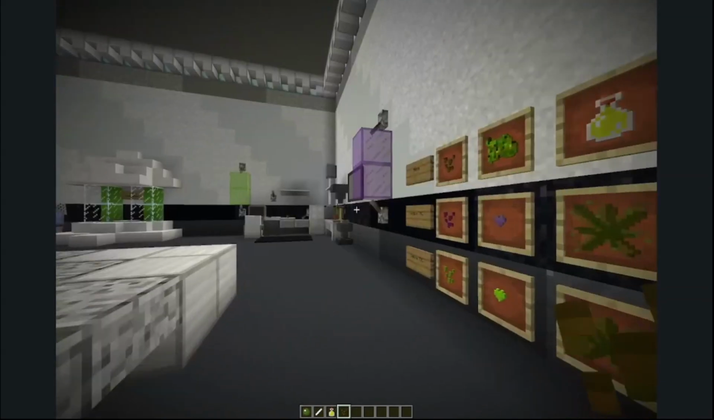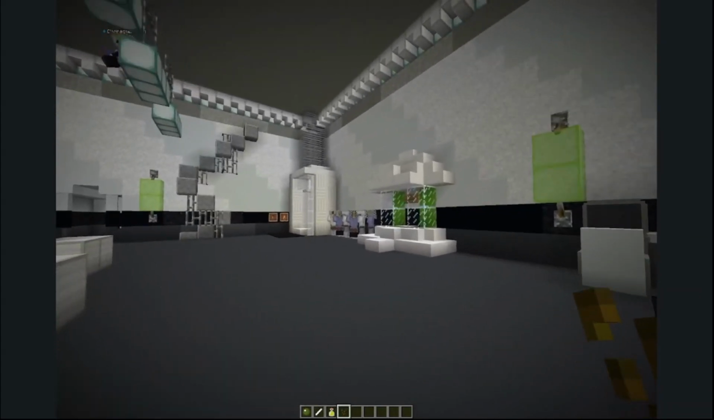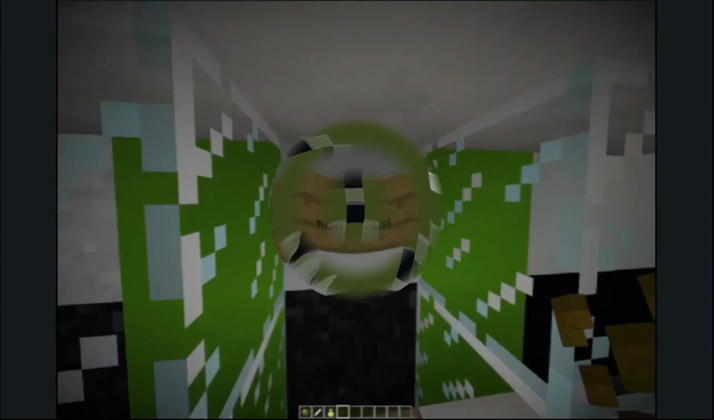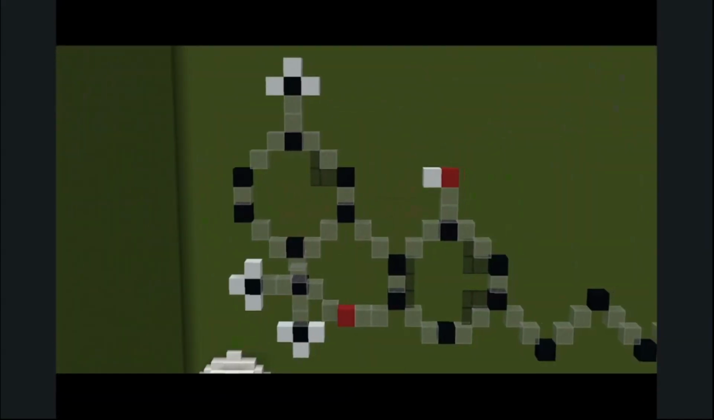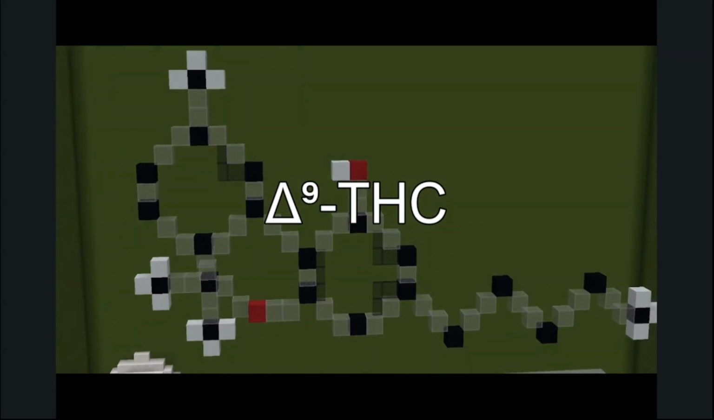So if we want to look more into what each of these does, we have to go more into the molecular side of things. So we're going to pop over here really quickly, and we're going to go look at the molecules. First things first, the molecule here is delta 9 THC, and it is our primary psychoactive compound.